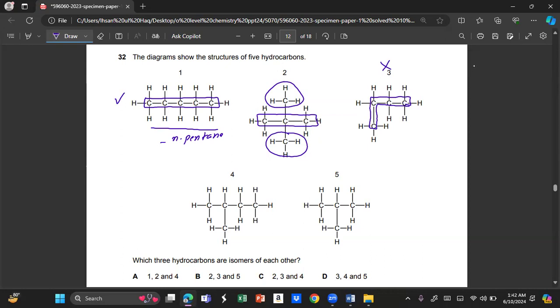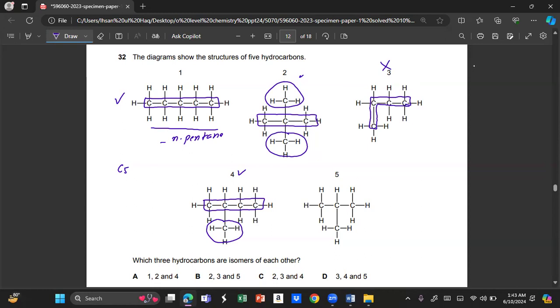Now move to structure number 4. If this is a straight chain, then this will be a branch, which is also known as alkyl group. This structure is different from structure 2, and structure 2 is different from structure 1. But if we count the number of carbon atoms in structure 1, 2, and 4, you see structure 1 has 5 carbons, 2 as well, 3 as well, 4 as well, but we consider 1, 2, and 4.